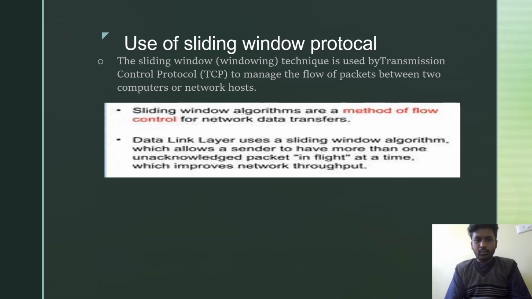Use of sliding window protocol. The sliding window is a technique used by Transmission Control Protocol to manage or control the flow of packets between two computers or network hosts. Sliding window algorithm. It's a method for flow control for network data transfer. The data link layer uses sliding window algorithms, which allow the sender to have more than one unacknowledged packet at a time. It improves network throughput.